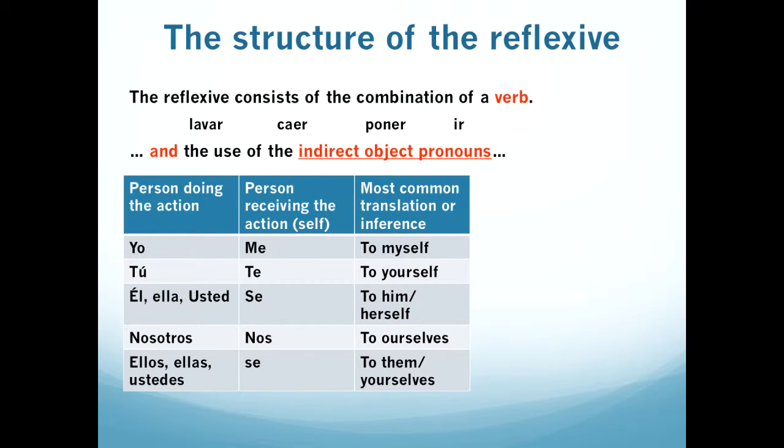If we look at a chart here, the person doing the action, these are subject pronouns, as you know. Yo hablo, tú hablas, él habla, nosotros hablamos, ellos hablan. That's the subject. But we use the indirect object pronouns, the column in the middle, as the person receiving the action. Me, myself. And there's a common translation on the right. Te, yourself. Se, himself or herself. Nos, ourselves. Se, themselves.